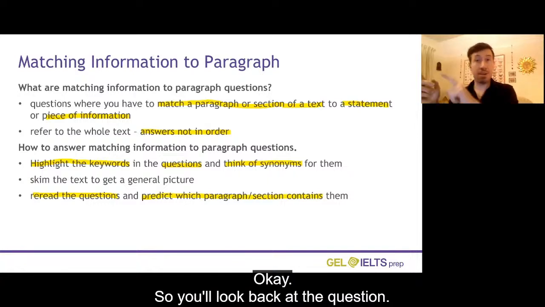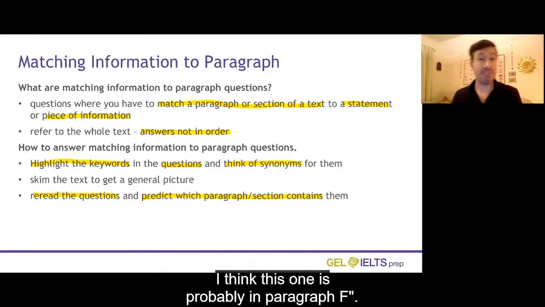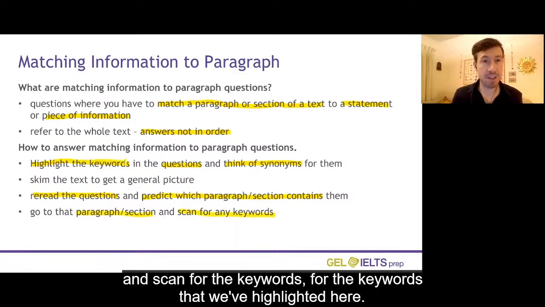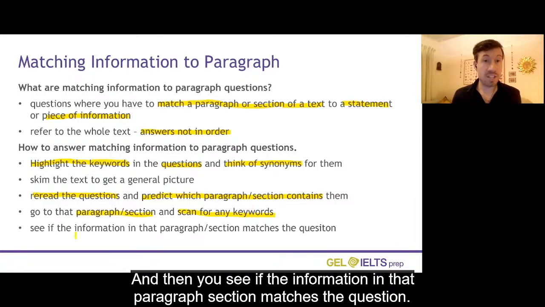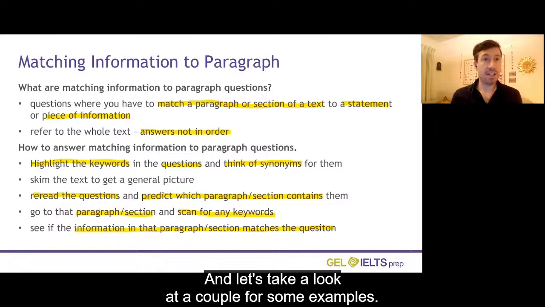So you look back at the questions and try to guess which paragraph the sections are contained in. So you'll look back at the questions, you go, okay, I think this one is in paragraph E. I think this one is probably in paragraph F. So after that, you go to that paragraph or section and scan for the keywords. So the keywords that we've highlighted here, you then look around that for the keywords, and then you see if the information in that paragraph section matches the question. So you'll find some keywords, and then you check it with the question to see if it matches. So that's how we'd approach that. And let's take a look at a couple for some examples.